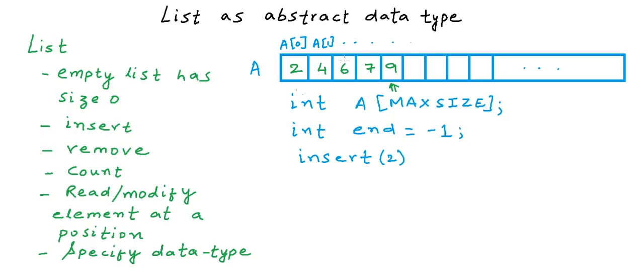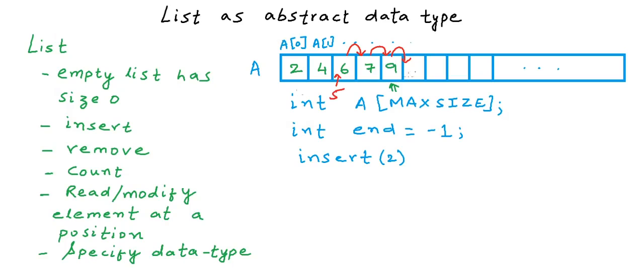Now if I want to insert something in the list at a particular position, let's say I want to insert number 5 at index 2, then to accommodate 5 at this particular position, we will have to shift all the elements one unit towards the right. We need to shift all the elements starting at index 2 towards the right.